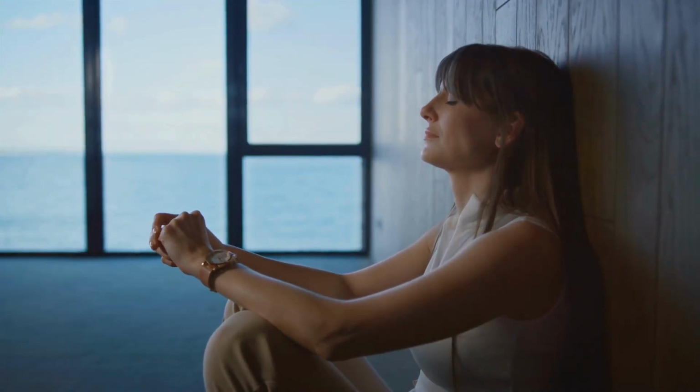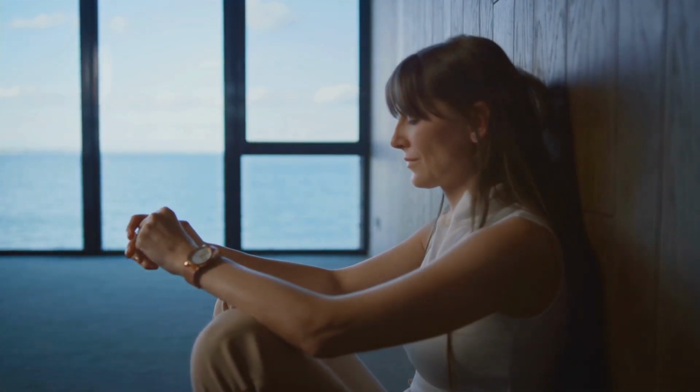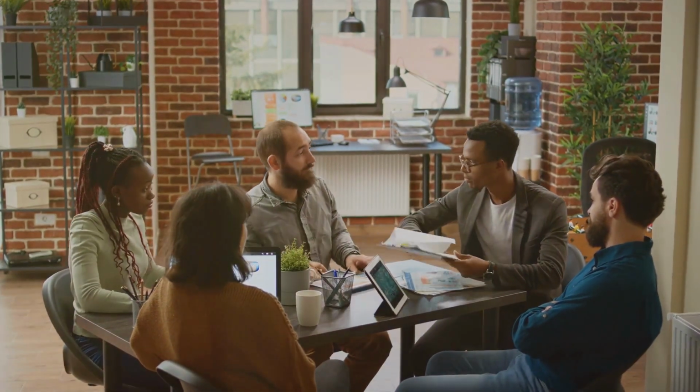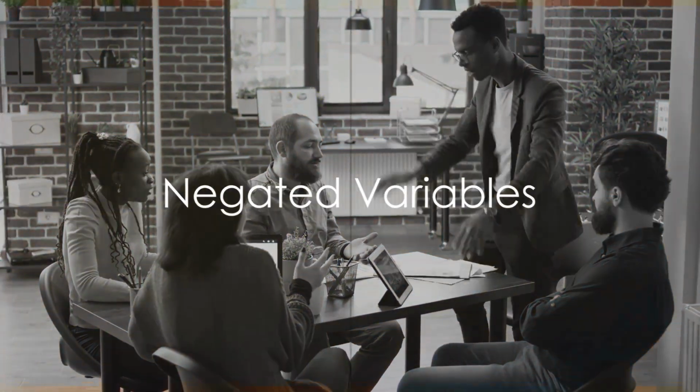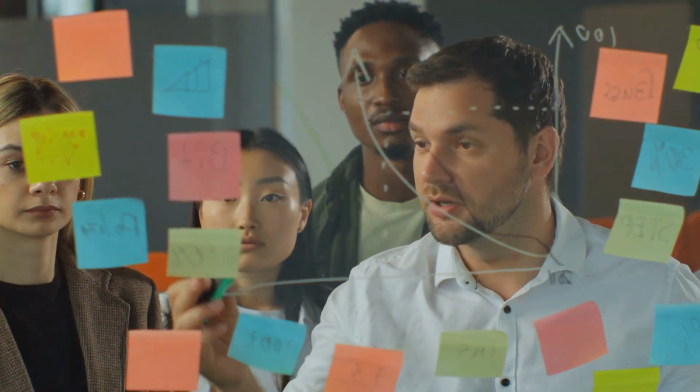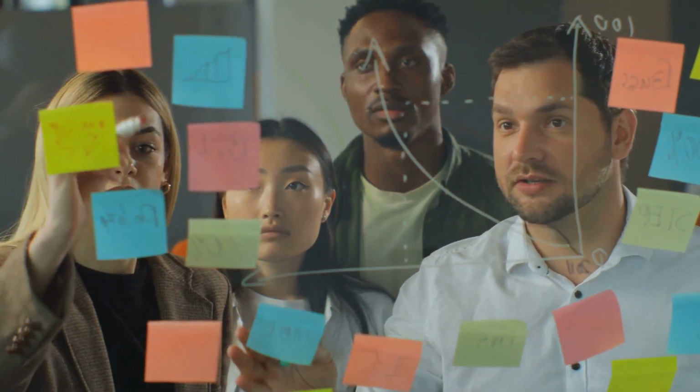Next, contemplate the opposite of your positive state, a negative or undesirable situation. Now, identify three critical elements that contribute to this negative state. These are your negated variables. In the context of the team project, these could be miscommunication, lack of respect, and unclear objectives.